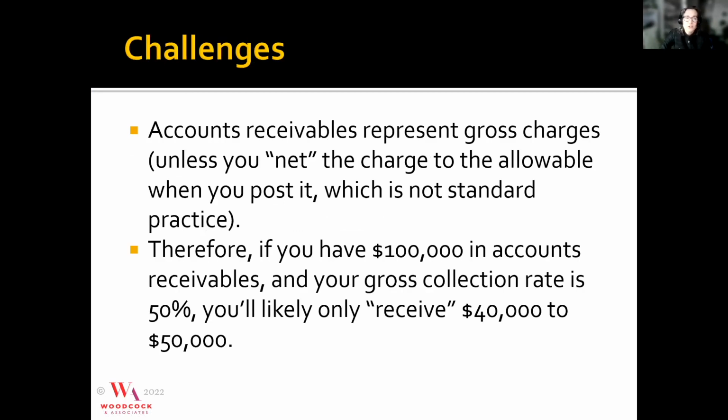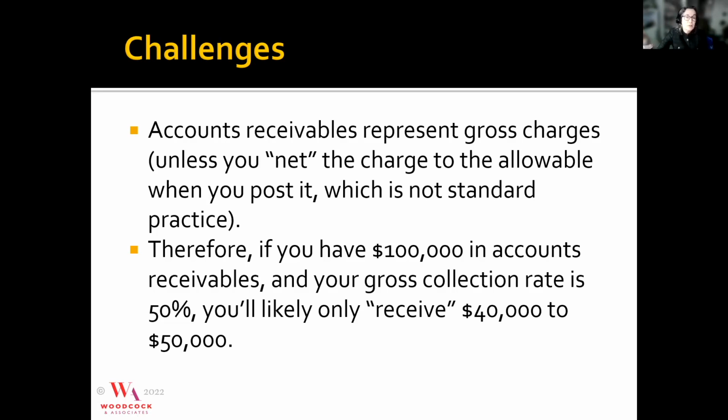So the first challenge is something that really is problematic for us in receivables management in general, and that is that our receivables represent gross charges. And you and I both know that it has been many, many years since a gross charge really meant anything. So we might bill, for example, $200 for an office visit, but you and I both know that we're never going to get that $200.